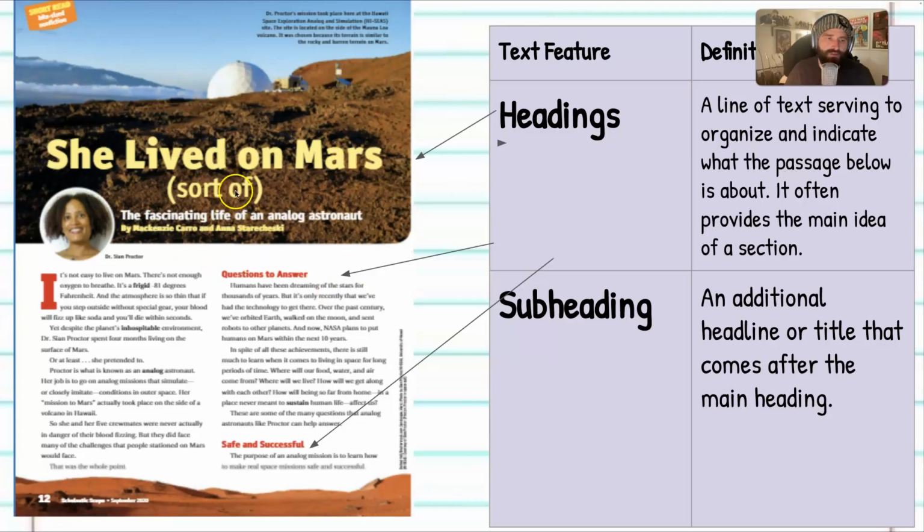Okay, she lived on Mars, sort of, and so we're going to read about how she lived on Mars. These are headings. Sometimes below these headings, you might see another heading. So if this said something like questions to answer, everyone's favorite question, and was indented a little bit more, that would be a subheading. They're not going to try to trick you on any test or quiz with these two. They're very interchangeable. Just know that they both help give you the main idea of what a particular section is about.